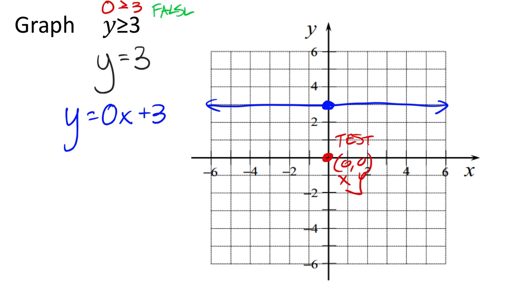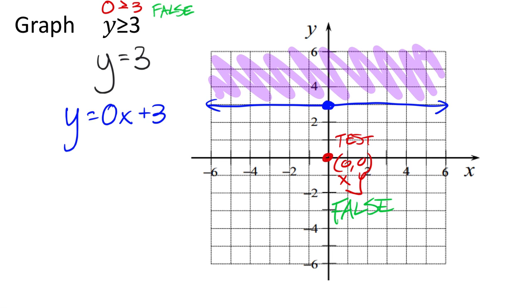And since it's false, you have to shade the other side of the line. This one came out false. And since it's on this side of the line, I'm going to call that below the line. That means that I would now need to shade above the line, which is going to be up here. Now, you guys can probably shade that much better than I am. However you do it is up to you.